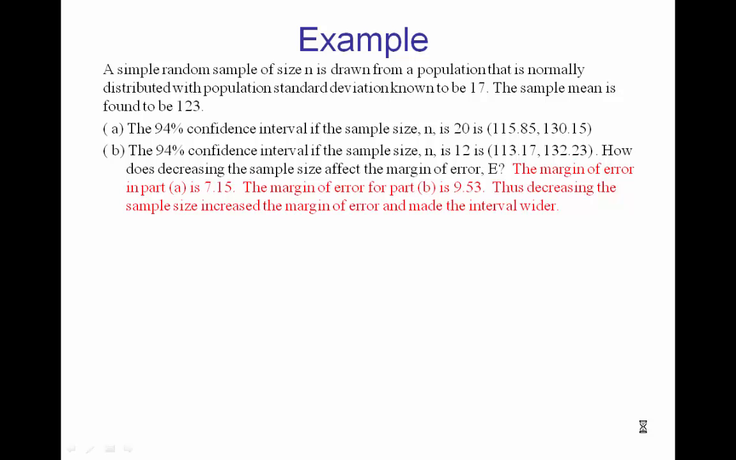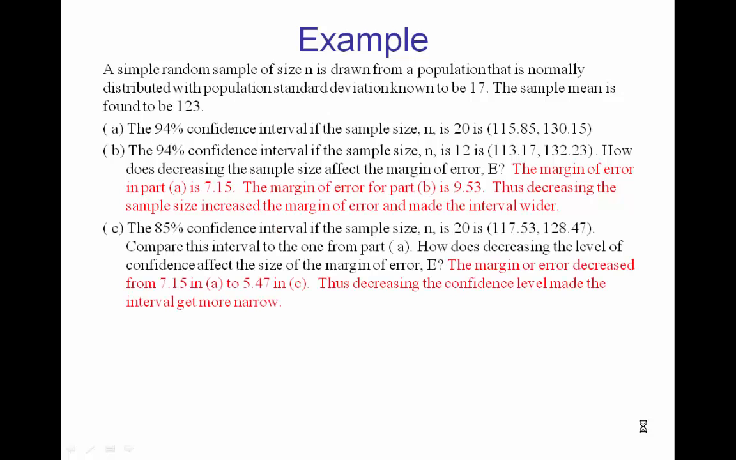The 94% confidence interval if the sample size n is 20 is 115.85 to 130.15. The 94% confidence interval if the sample size is 12 is 113.17 to 132.23. How does decreasing the sample size affect the margin of error? The margin of error in Part A is 7.15. The margin of error for Part B is 9.53. Thus, decreasing the sample size increased the margin of error and made the interval wider.